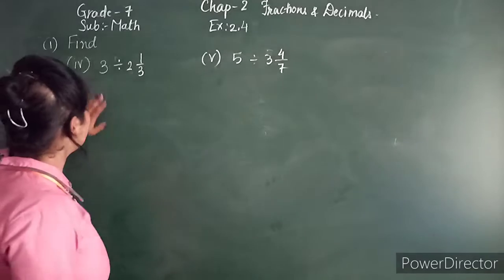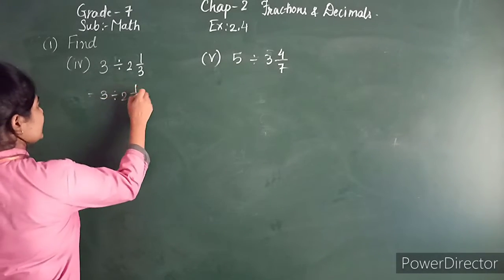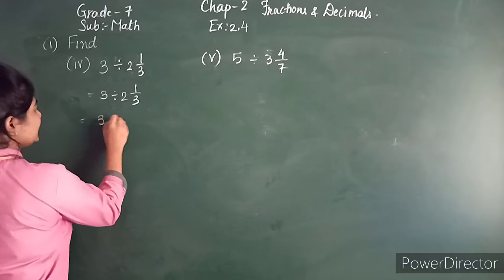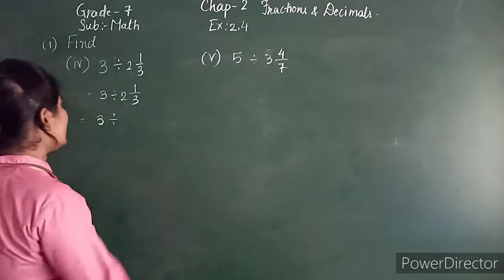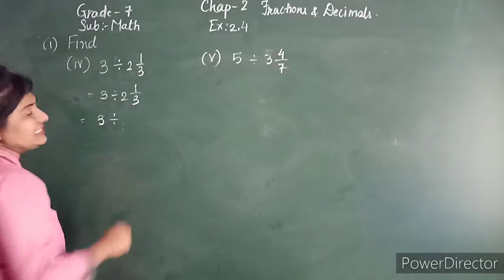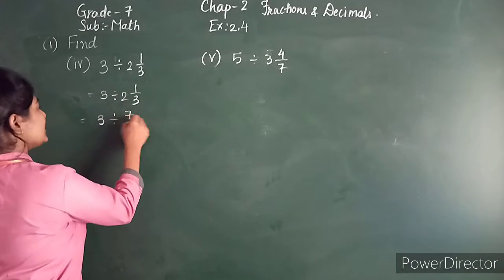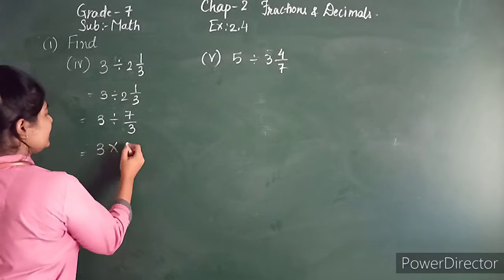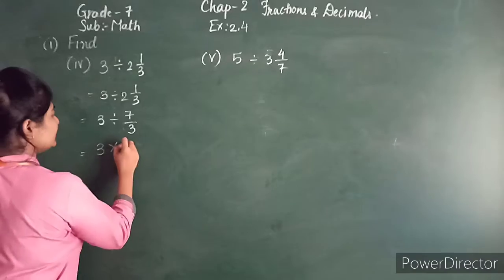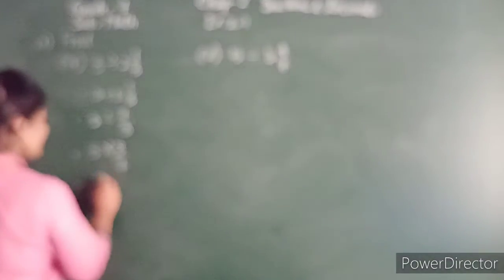Now fourth number, 3 divided by 2 1 by 3. So we have to write like this. 3 divided by, first here the number is given in a mixed fraction form, so we have to convert this into an improper fraction. So it is 3 twos are 6, 6 plus 1 that is 7. So it is 7 by 3. Now here we change the sign, so now we have to write the reciprocal of this number. So the reciprocal of 7 upon 3 is 3 upon 7. So 3 threes are 9. So it is 9 upon 7.